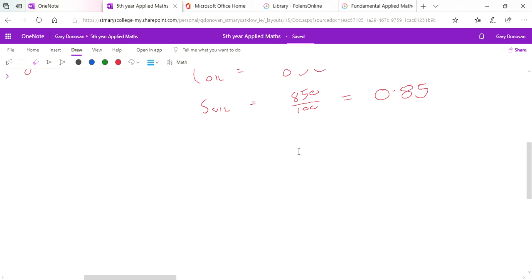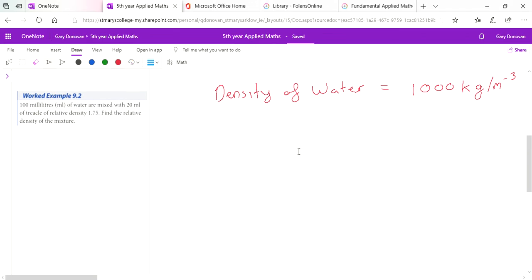Let's have a look at a quick question, and this question is in your Folens book on page 162. And it's a very simple question now, but it's kind of the introduction to this topic. So we have 100 milliliters of water. So let's say water. And the volume they've given us is 100 milliliters. You might remember from Junior Cert that 1 milliliter is the same as 1 centimeter cubed. So 100 milliliters is the same as 100 centimeters cubed.